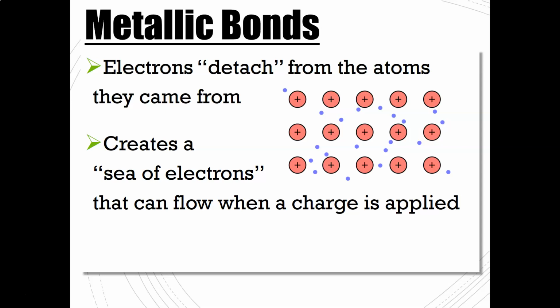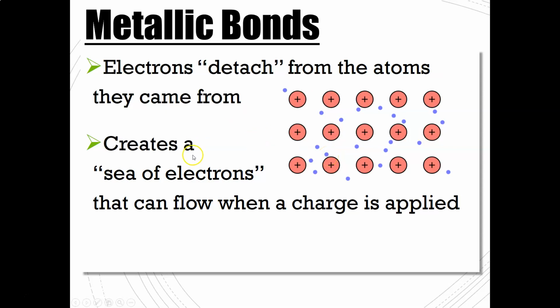If you imagine a river, it flows in one direction, right? Whereas the sea, the ocean, the water is kind of milling around all over the place. So that's why we call it a sea of electrons. This is what allows the metal to conduct electricity.